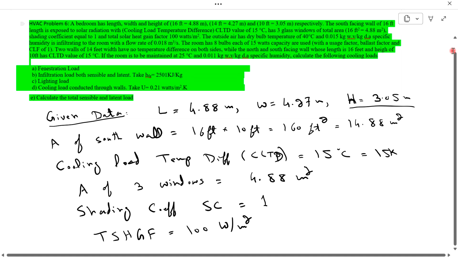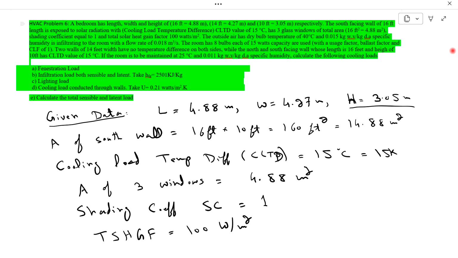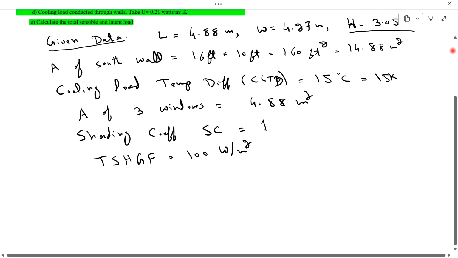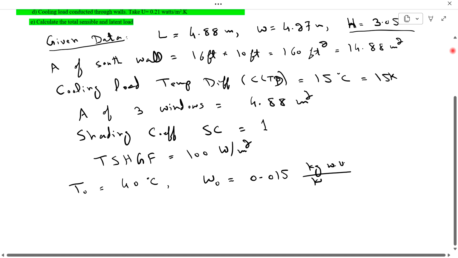The outside air dry bulb temperature is 40 degrees centigrade, and outside humidity is equal to 0.015 kilogram of water vapor per kilogram of dry air.